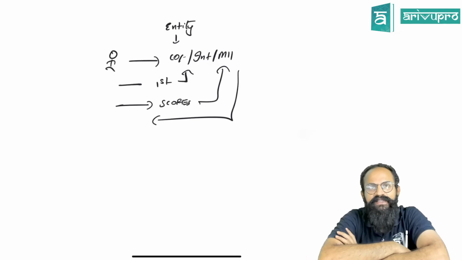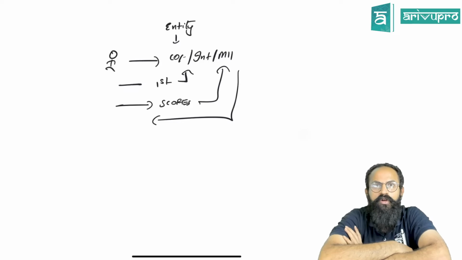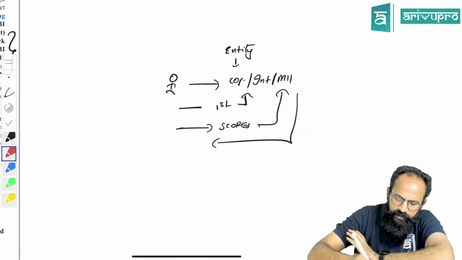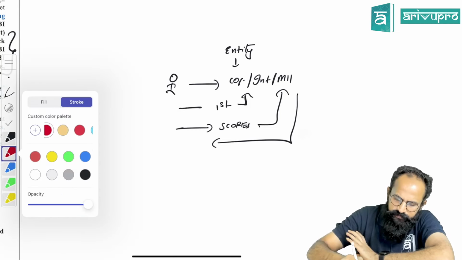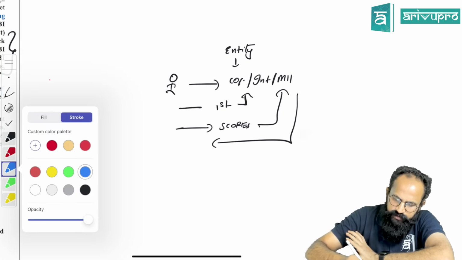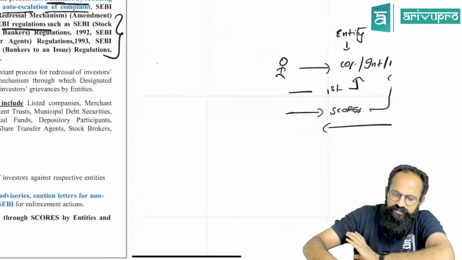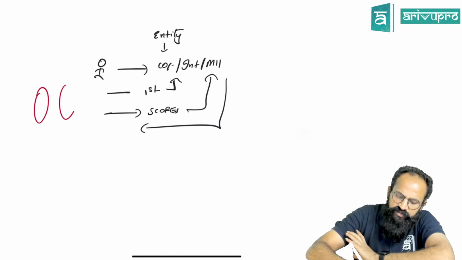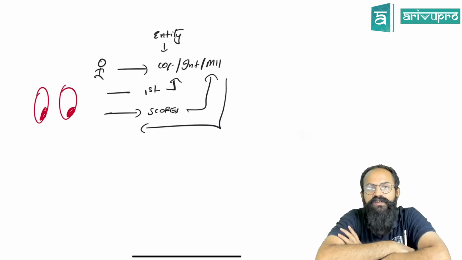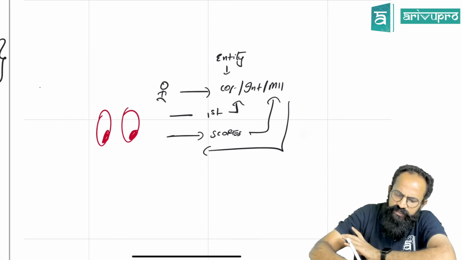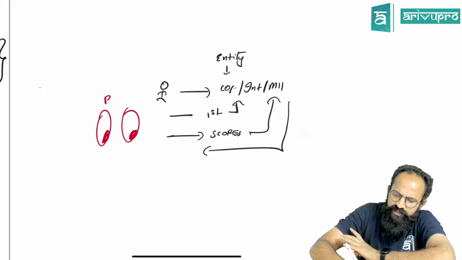Now what is the guarantee that they will respond in time or not? Who will oversee this entire thing? Now what they have done is they have appointed a few people as designated bodies. Now who are these designated bodies? You can imagine it like this. There is someone who is always looking out for this entire process. Someone is overseeing whether these complaints have been redressed properly or not. This entire thing is called designated bodies.